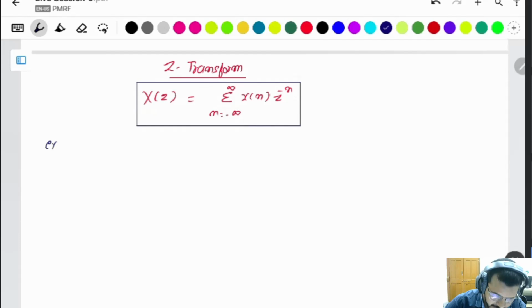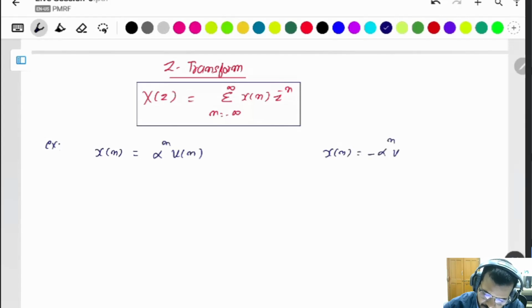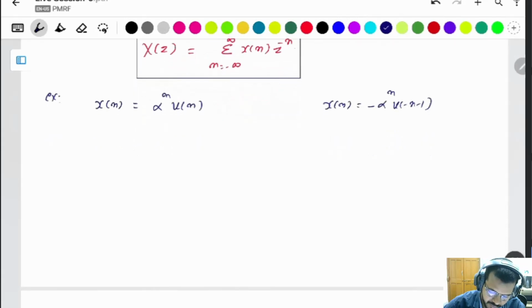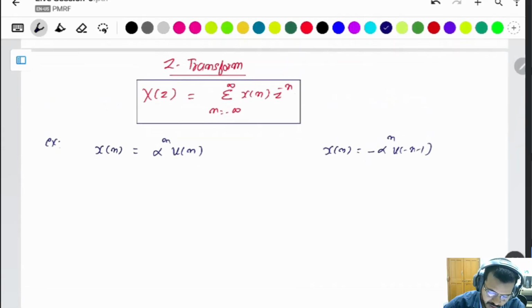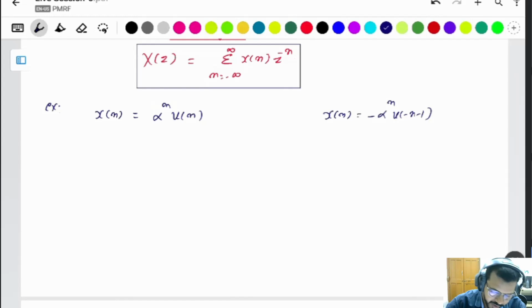In the previous class, I took two examples: x[n] is equal to alpha power n u[n], and the second one, x[n] is equal to minus alpha power n u[minus n minus 1]. Let's take these as examples and find the Z transform.